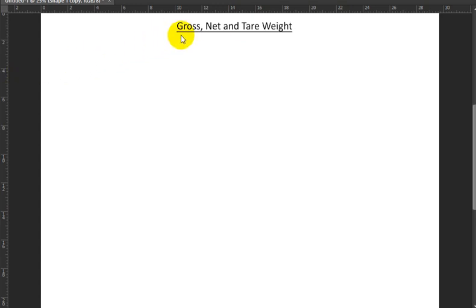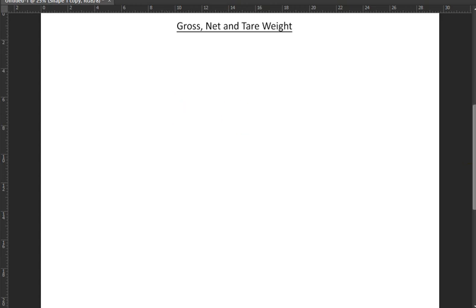In today's video we are going to be talking about gross weight, net weight, and tare weight. So these are things that we basically already know, it's just giving them names. So we're going to begin by talking about gross weight. Gross weight, net weight, and tare weight all refer to the relationship between an object, its container, and its contents.